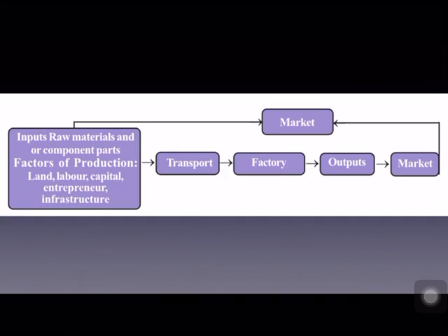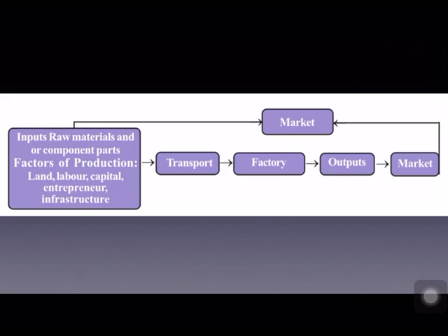Now, see this chart. Inputs: raw materials and component parts. Raw materials which are required in the production process, or any other component parts which are also used in the production process, are called basic inputs for any industry. These are the basic inputs, raw materials and component parts. And factors of production are land, labor, capital, entrepreneur. These four are factors of production.